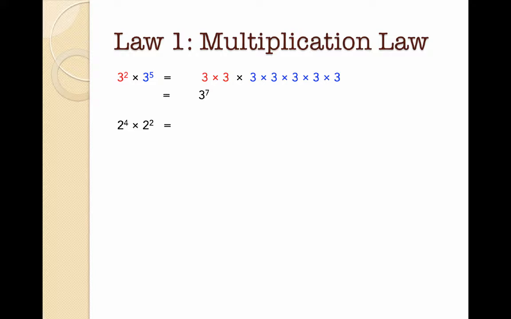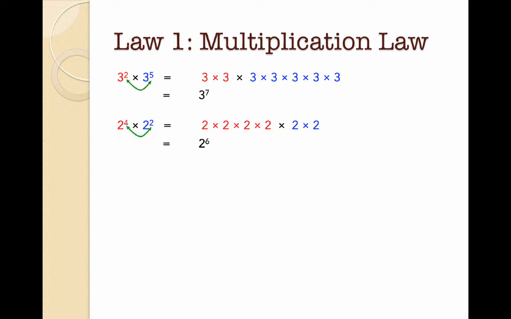Let's look at 2 to the power of 4 times 2 squared. So 2 to the power of 4 is 2 times 2 times 2 times 2, and 2 squared is just 2 times 2. And again, I'm multiplying a number by itself, in this case 6 times. So to simplify this, I get 2 to the power of 6. Now I don't need to know what the answer is. I don't need to know what 2 to the power of 6 is or 3 to the power of 7. I'm just looking for a way to simplify them.